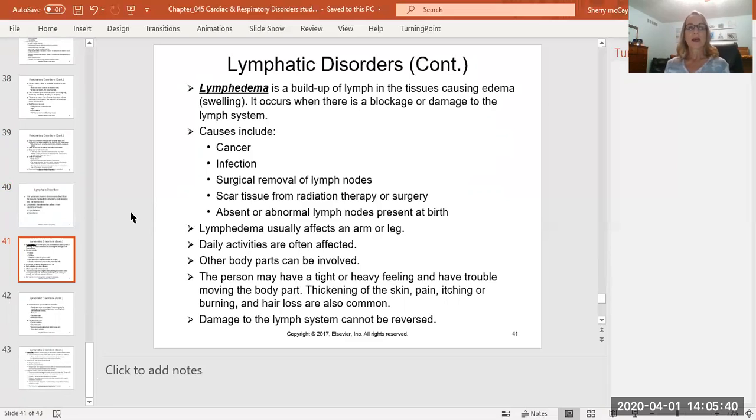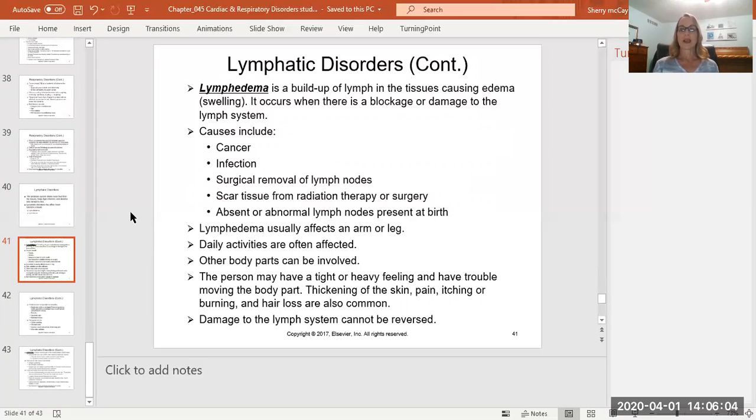She had that. So lymphedema is a buildup of lymph in the tissues causing edema or swelling. It occurs when there is a blockage or damage to the lymph system. Causes include cancer, infection, surgical removal of lymph nodes, scar tissue from radiation therapy or surgery, or absence or abnormal lymph nodes present at birth. Lymphedema usually affects an arm or a leg.